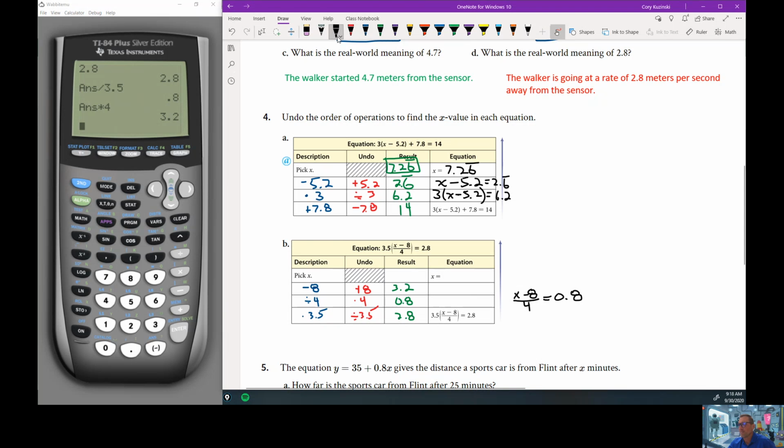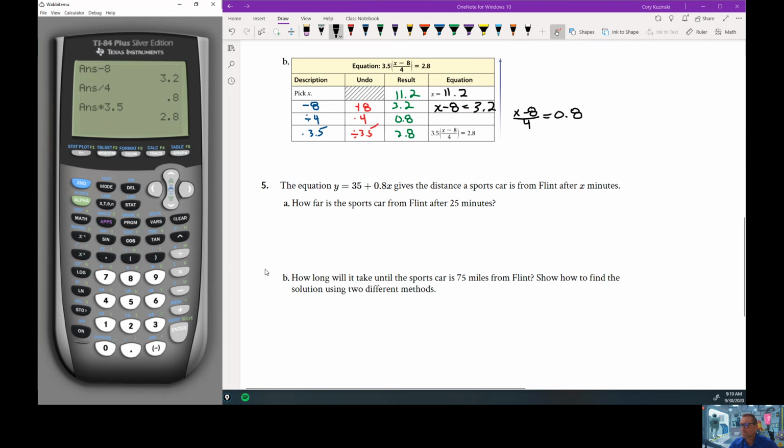All right, so that would be x minus 8 equals 3.2. And then lastly, we're going to add 8, which gives us 11.2. And our equation would just be x equals 11.2. So let's check that math by subtracting 8, dividing by 4, and multiplying by 3.5, and we should get 2.8. We do.